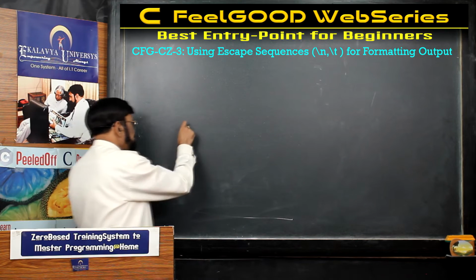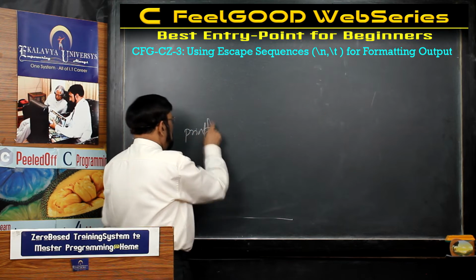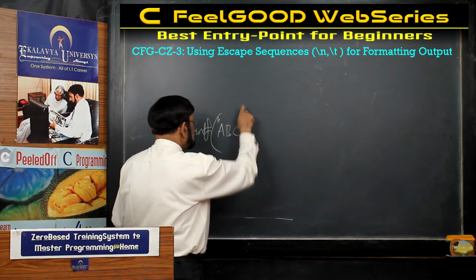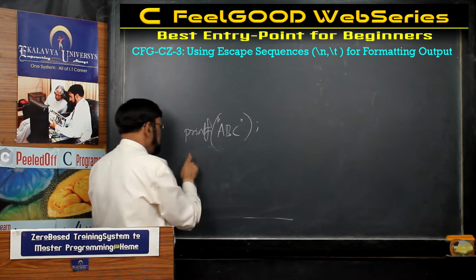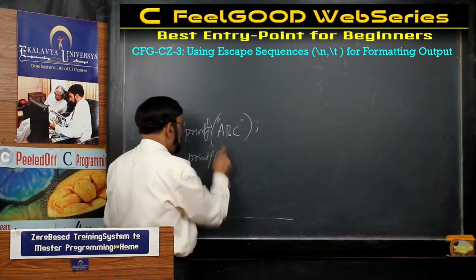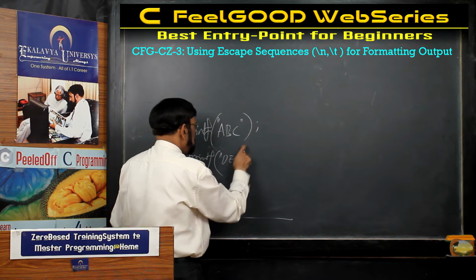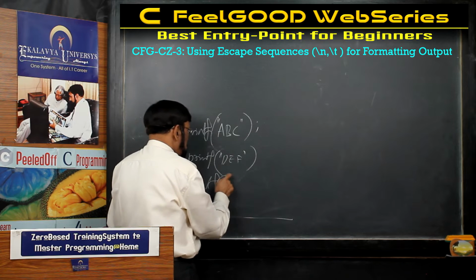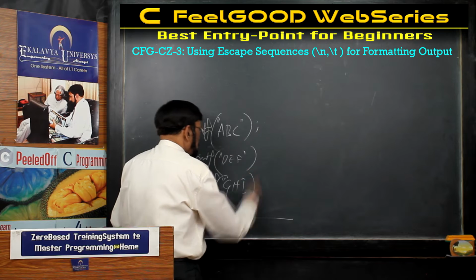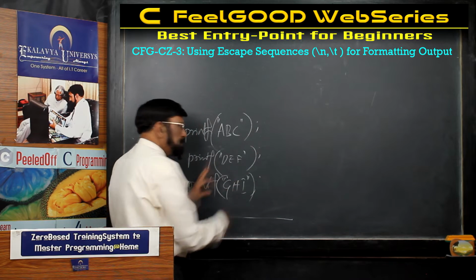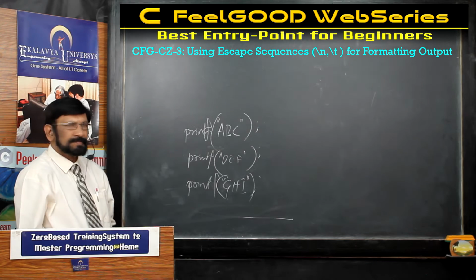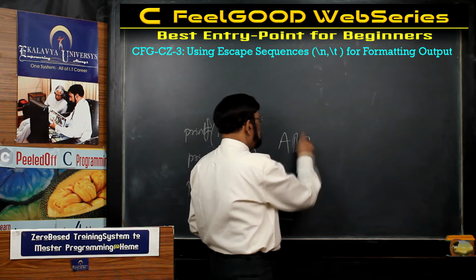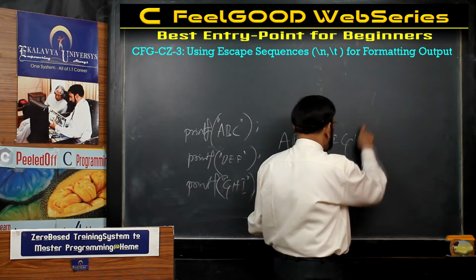Okay. Now we see printf. The printf function has a weakness. What is the weakness? Now A, B, C, D, E, F. These are strings. Printf, G, H, I. Now I have written 3 printf statements with 3 strings. When you execute this program, how is the output printed? A, B, C, D, E, F, G, H, I.